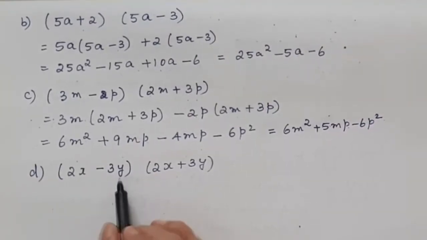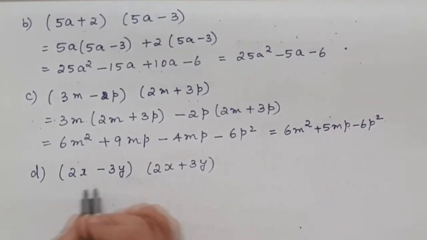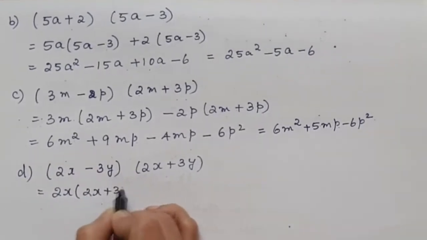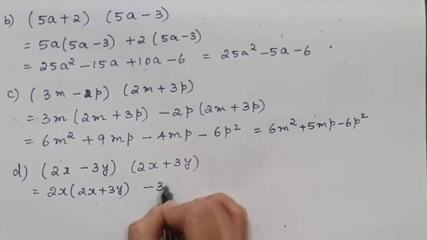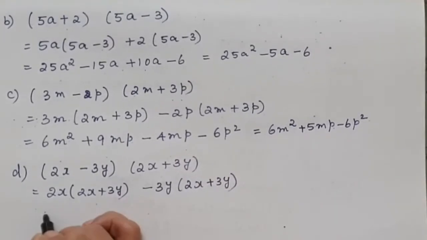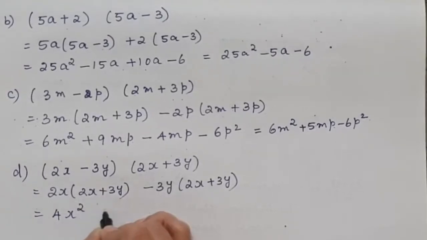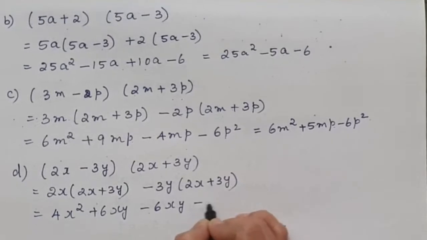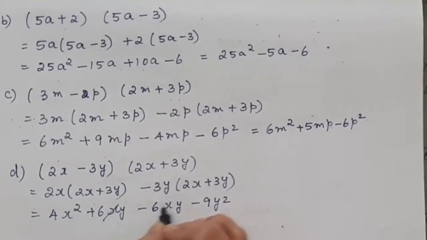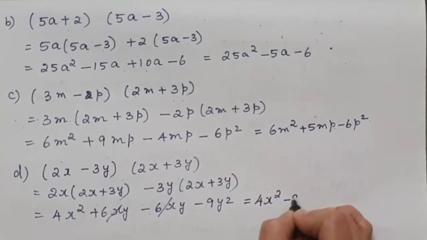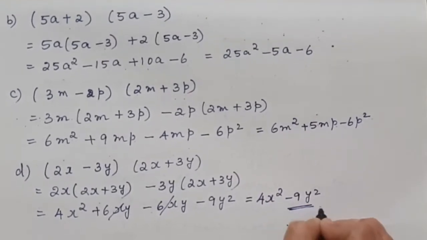Now D, 2x minus 3y, 2x plus 3y. When we do it, this is 2x into 2x plus 3y minus 3y into 2x plus 3y. So when you expand it, it is 4x squared plus 6xy minus 6xy minus 9y squared. So this and this get cancelled. So it is 4x squared minus 9y squared.